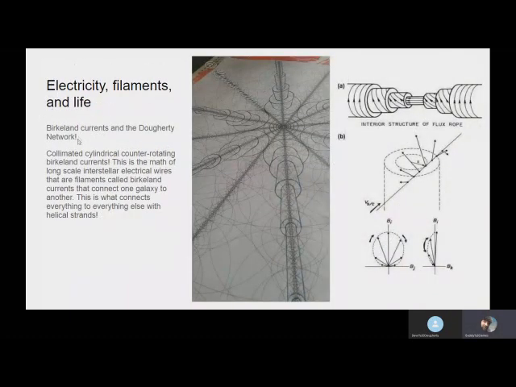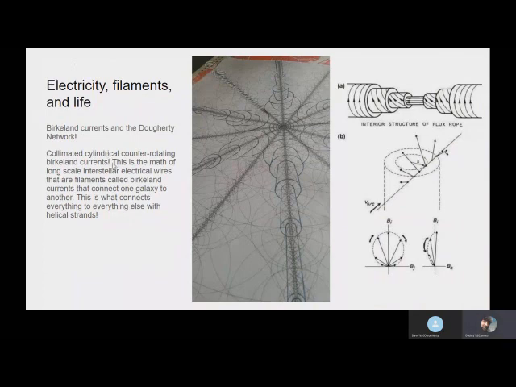Electricity, filaments, and life. Birkeland currents and the Dougherty Network. This is all geometry that I've created based off of a vision and working for 18 years off of these different types of autocatalytic geometries that are alive. It's adimensional. It's all moving, dynamic.